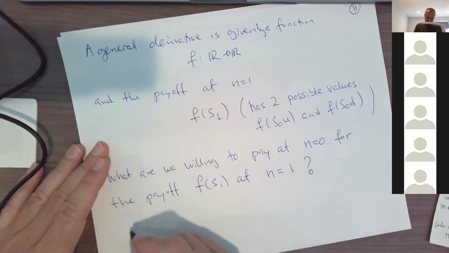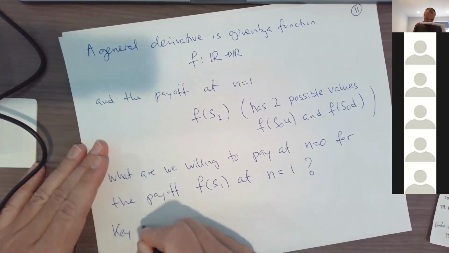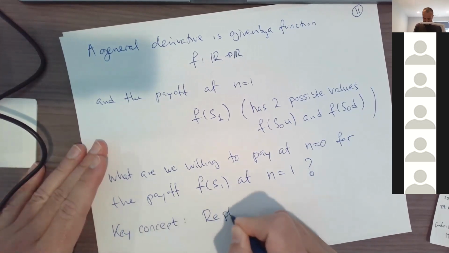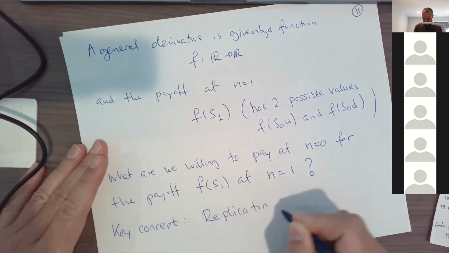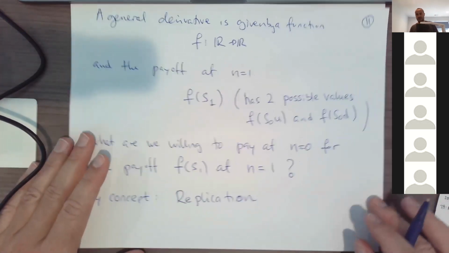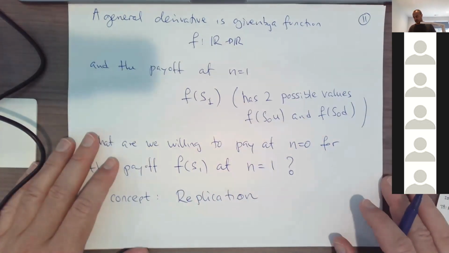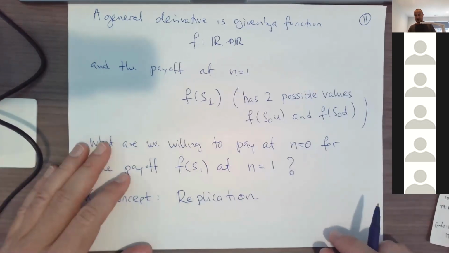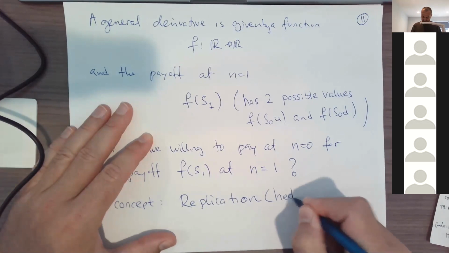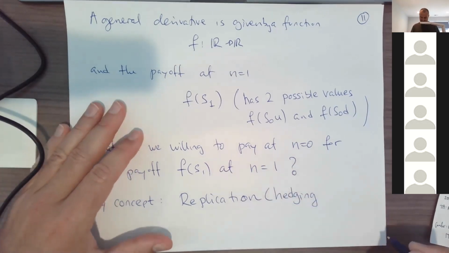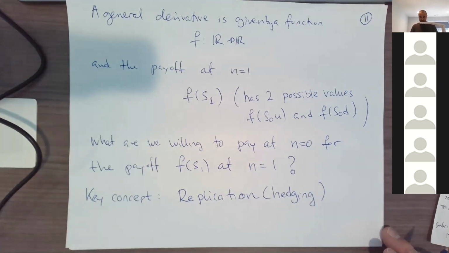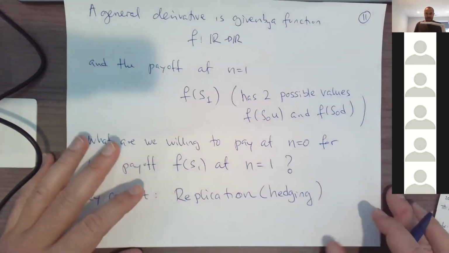This is what's called replication. And as before, an important concept typically has a bunch of names. This here can also be called hedging. Replication, hedging. So what is that?